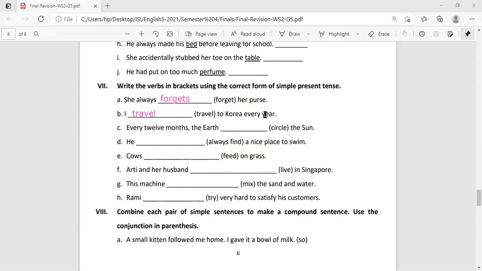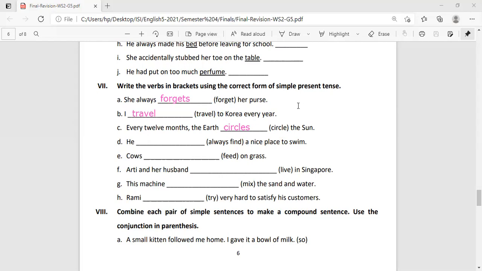Lana. Every 12 months, the Earth circles the sun. So the earth what? Circles. Excellent. Thank you. Rina, letter D.